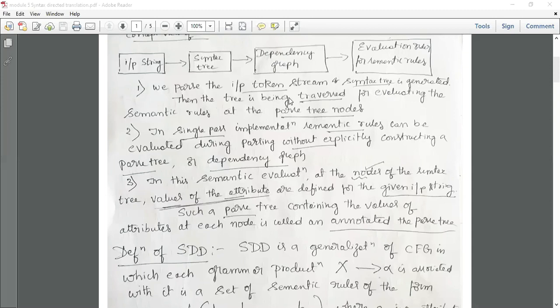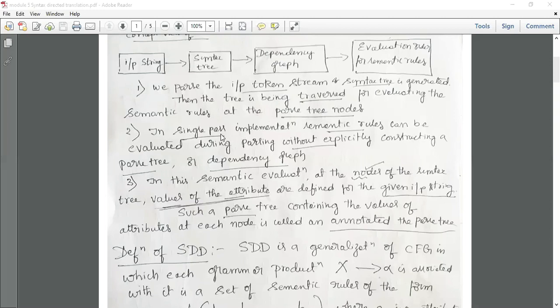Then the tree is being traversed. This is very important. The tree is traversed for evaluating the semantic rules at the parse tree nodes. Every node we need to parse. Every node we need to obtain the semantic meaning, so in every node we need to draw out the semantic meaning of the parse tree node.